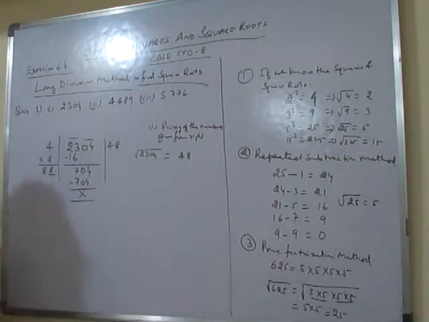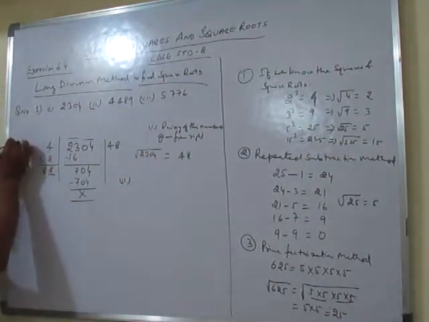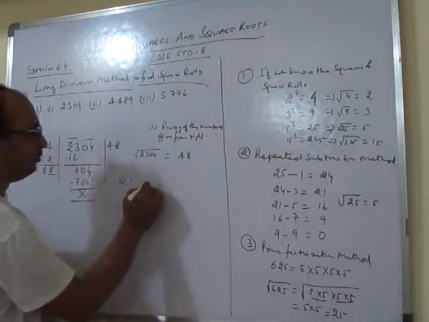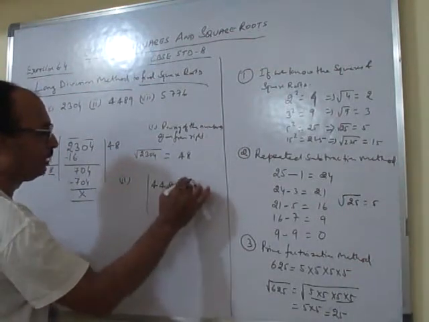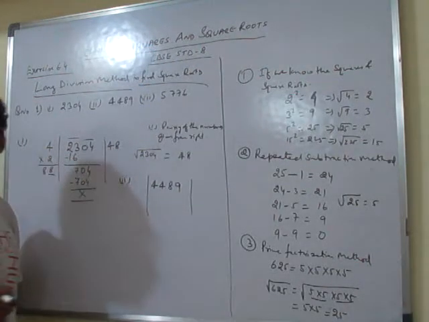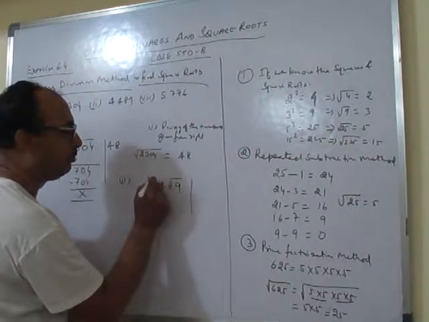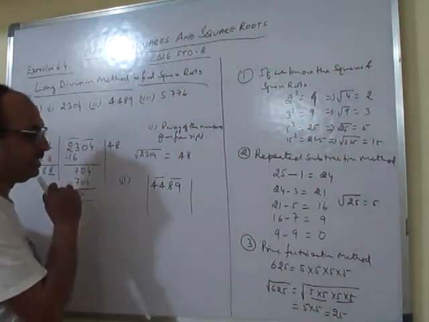Now the second one we will see. Okay, right. Let us see the second one. 4489. Again, the very first rule: pairing of the numbers from the right. So we will pair the numbers from the right. Okay, good.